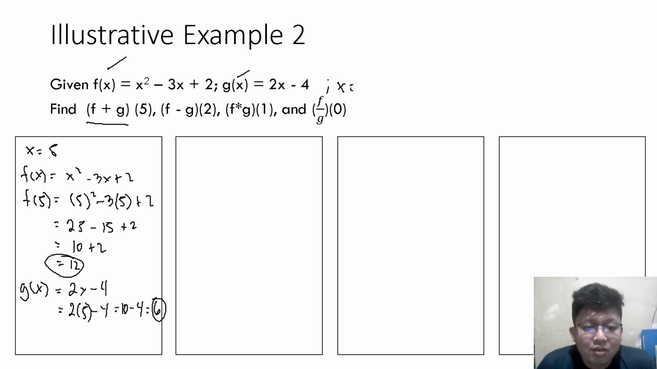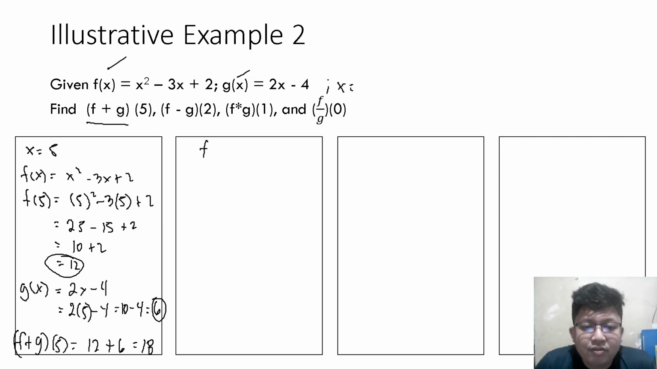And f is equal to 12. So again, ang f of x natin ay 12, at ang ating g of x ay 6. So add lang natin, then the answer is 18. So as simple as that. Now let's proceed to the next one.